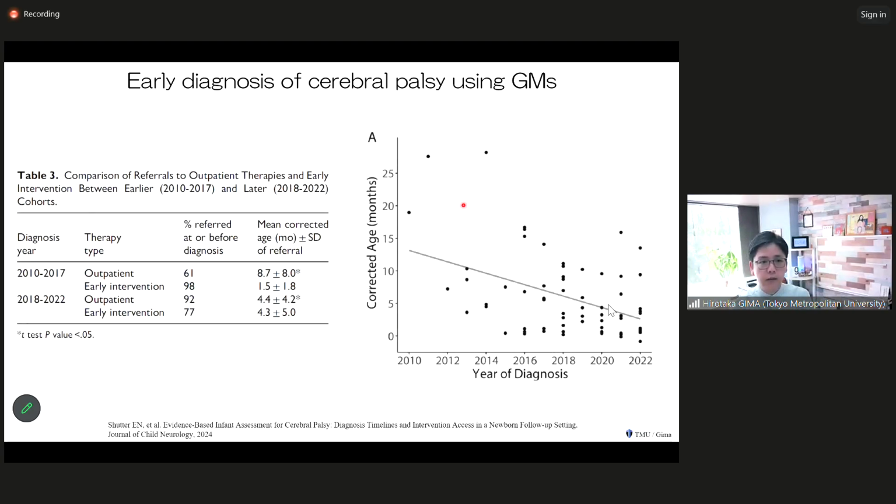In addition, this paper reports that the timing of starting outpatient therapy for children with cerebral palsy has been brought forward from around 8.9 months before 2018 to 4.4 months after 2018. So we can understand that the timing of early diagnosis and early intervention for cerebral palsy is being brought forward worldwide.